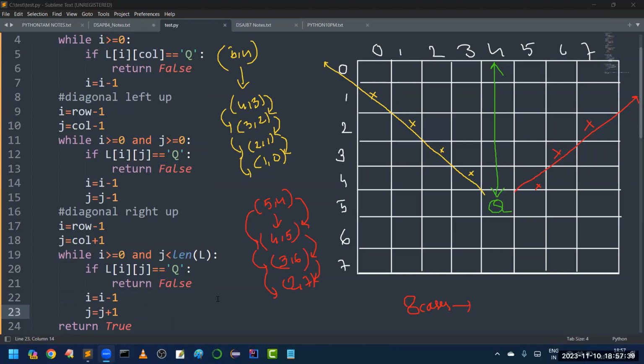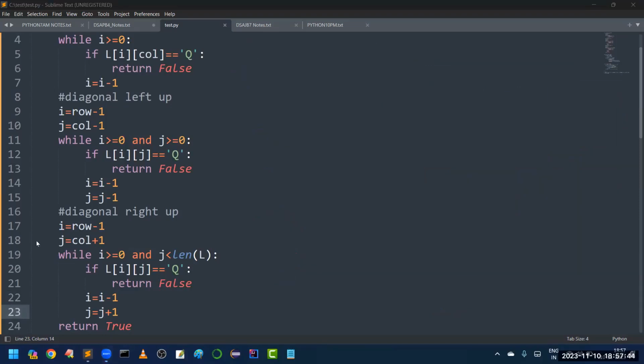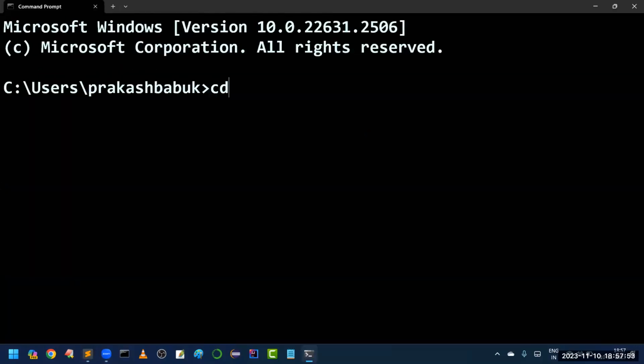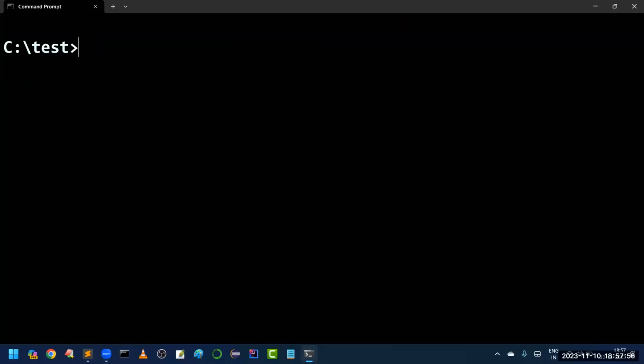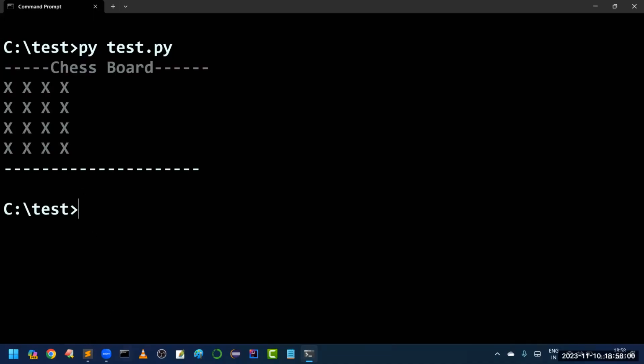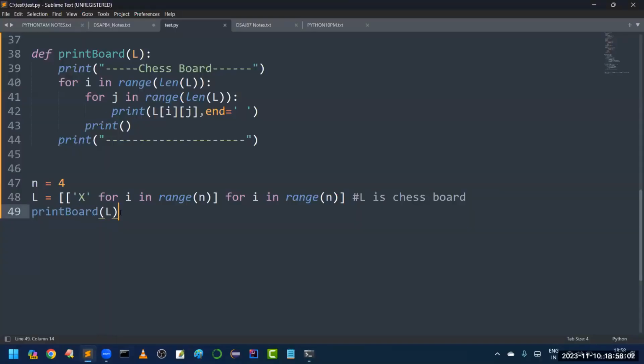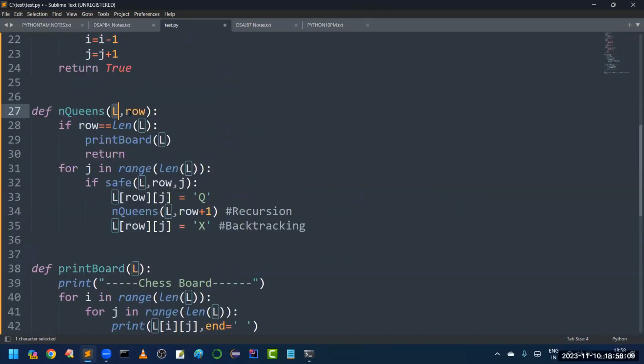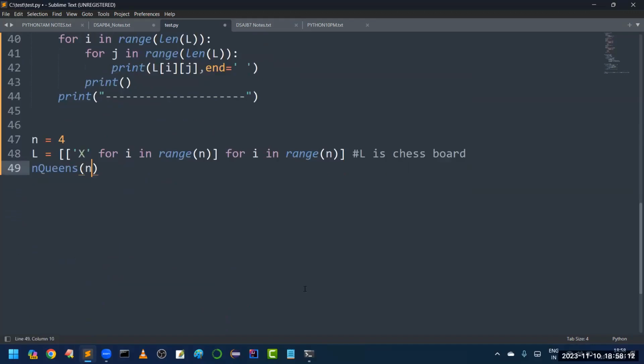Right. So now let us go for execution of this particular program, and you can see how we are going to get the output. Since we are working with n by n, the value of n which I have given is 4. So py space test dot py, you can see it is printing like this. I think we didn't call that n queens, so print board is not required. I am calling n queens by passing the value of list, and then list is nothing but L.